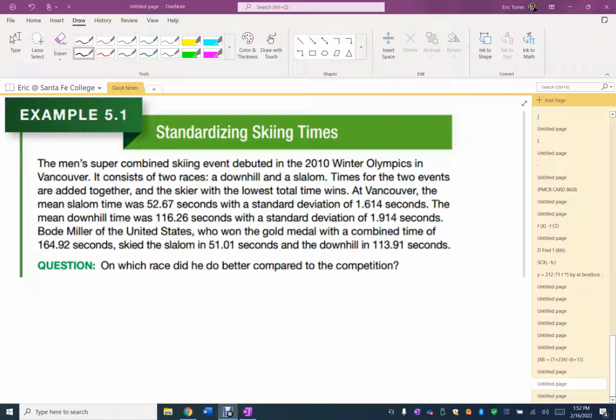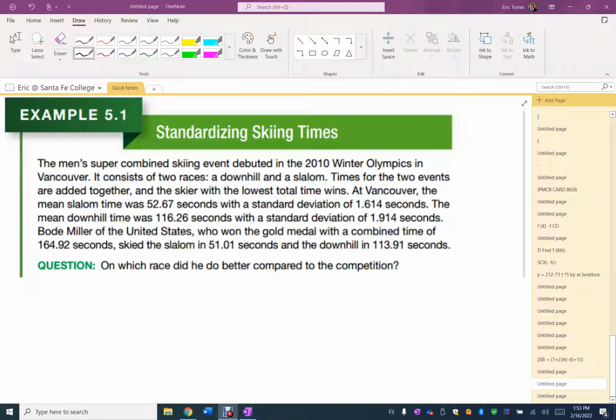The mean downhill time was 116.26 seconds with a standard deviation of 1.914 seconds. Bode Miller of the United States, who won the gold medal with a combined time of 164.62 seconds, skied the slalom in 51.01 seconds and the downhill in 113.91 seconds. Question: on which race did he do better compared to the competition?